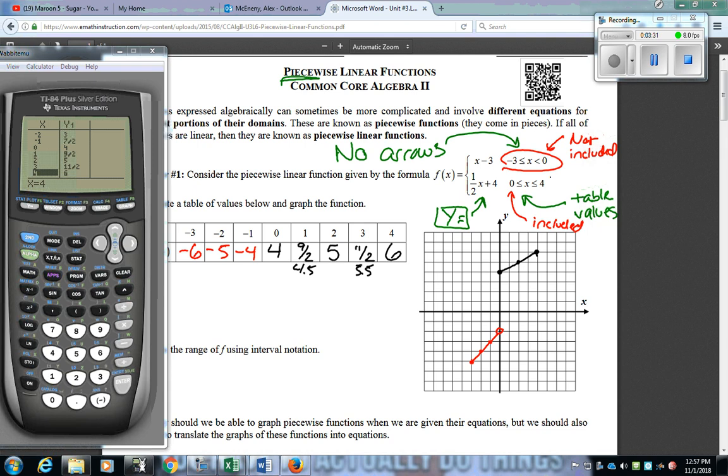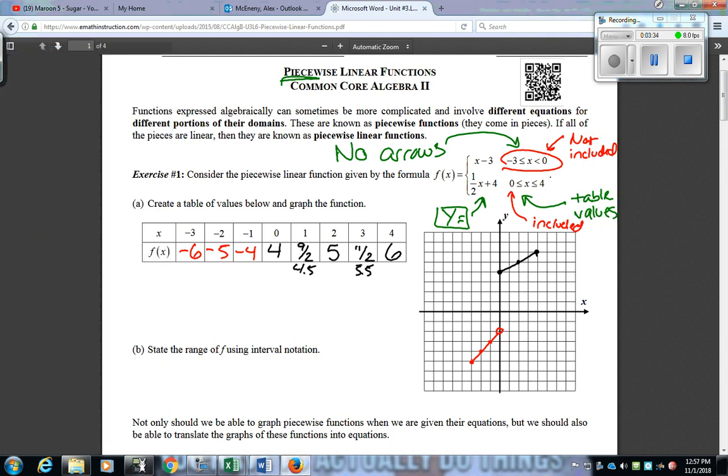Now, as far as the rest of the question goes, they want us to state the range of f. So in this case, our range is going to be dependent on which values we have on the y-axis. So there's two parts to this range. I have from -6 to -3. So it includes -6, but it doesn't include -3. And I have from 4 to 6. And both of those, the 4 and the 6, are included. So again, I'm just taking a piece of each of the graphs, and I'm using the interval to tell me which values in the table to use.